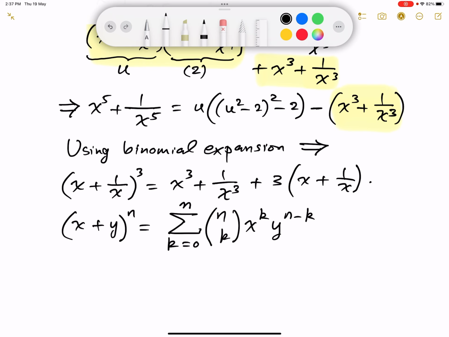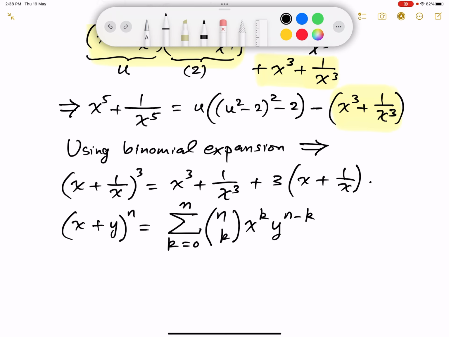So we can apply that to x plus 1 over x, where x is equal to x and 1 over x is equal to y, and n is equal to 3. So 3 choose 0 is equal to 1, and 3 choose 3 is also equal to 1 because of symmetry. 3 choose 1 equals 3, and 3 choose 2 also equals 3, so that leaves us with the second term here, which is 3 multiplied by x plus 1 over x.